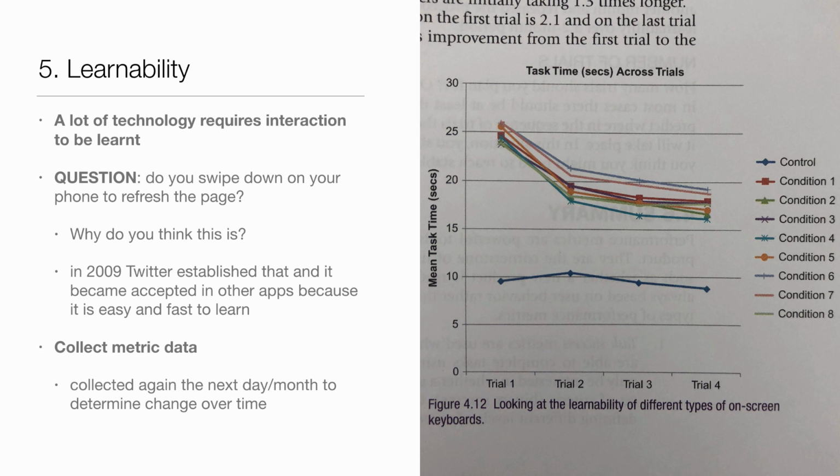So you think about your smartphone. You swipe down to refresh. That really, why? Why do you swipe down? Why don't you do any other motion? It's because we've learned that swiping down refreshes, because more and more apps over time have used it. So in 2009, Twitter established that a swipe down is refresh.